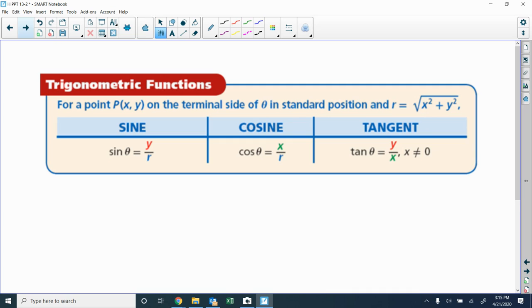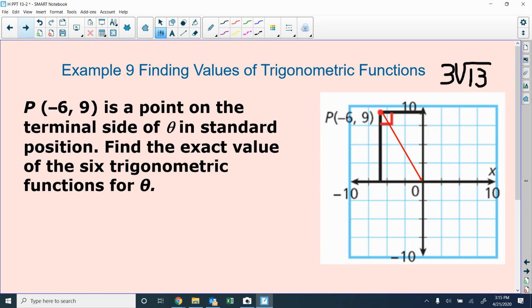But it is the same as SOHCAHTOA. So your sine is obviously your opposite over your hypotenuse. Your cosine is your adjacent over your hypotenuse. And your tangent is your opposite over adjacent. Just the same thing here, but we're going to be using our unit circle and our point. So let's get right to one of them and see what we're talking about. So I'm giving you a point on the coordinate plane.